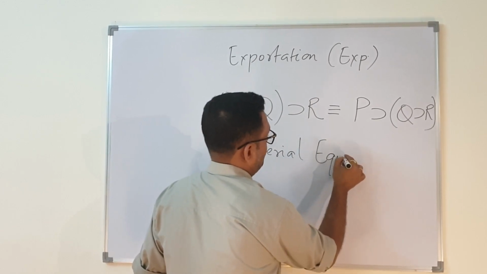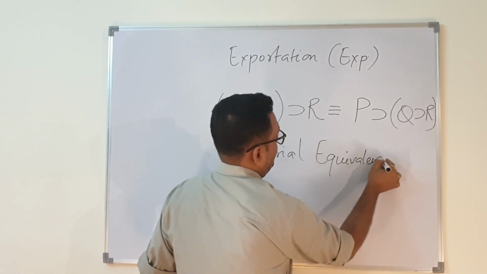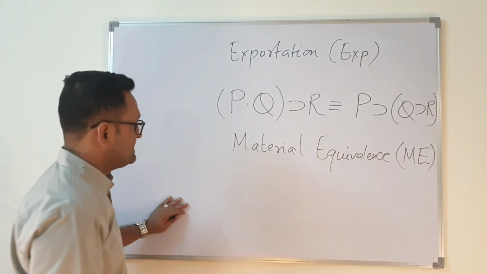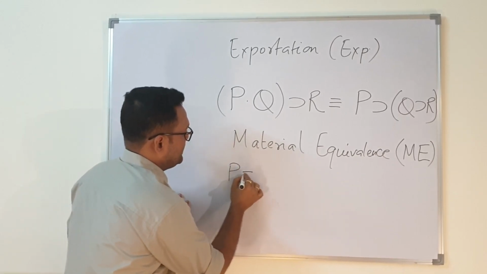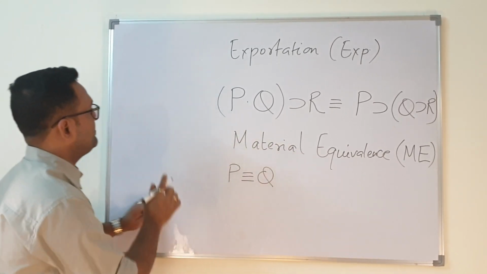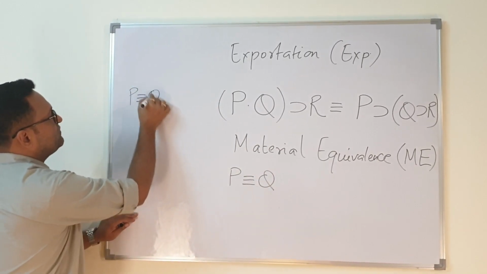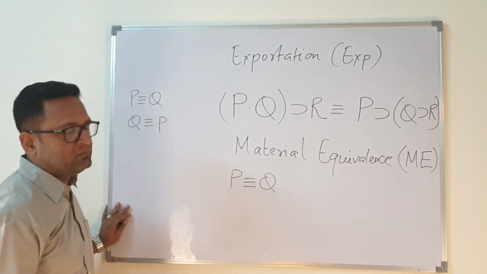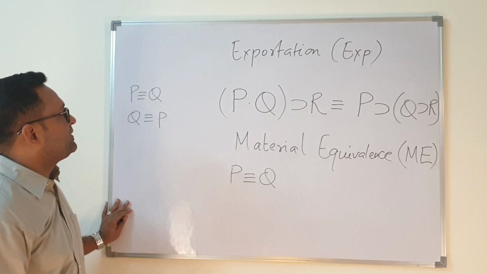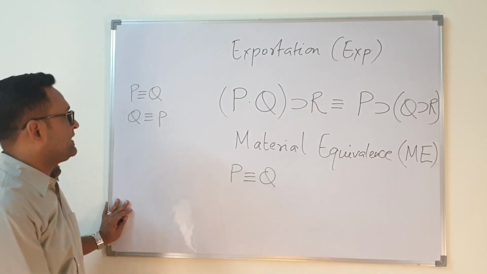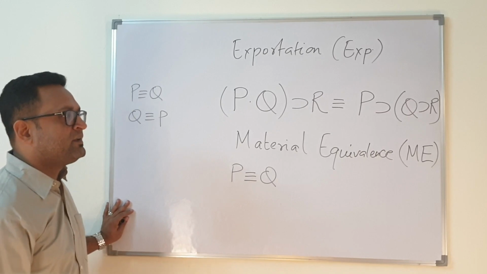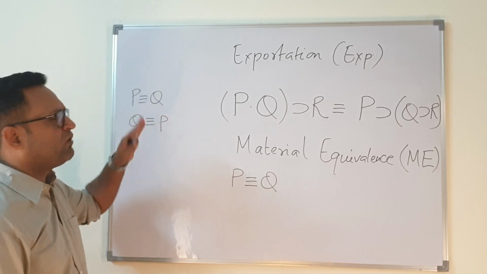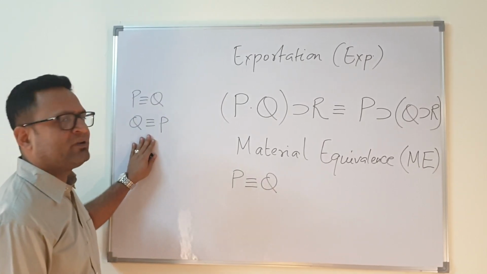Material equivalence, the short form is ME. What does it say? We know that P triple bar Q is also equivalent to Q triple bar P. Okay, but we do not consider it to be any rule. However, to tell you, if there is something like P triple bar Q, you can always write it as Q triple bar P. In fact, you can also see that it follows the rule of commutation. But usually there will be no need for this. For P triple bar Q, whatever you will be applying, it will be applicable over here as well.